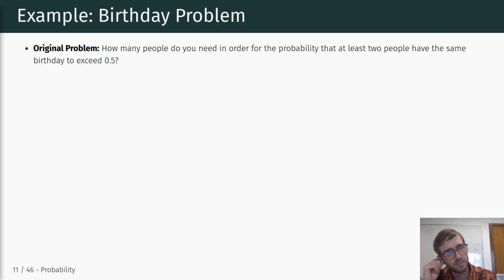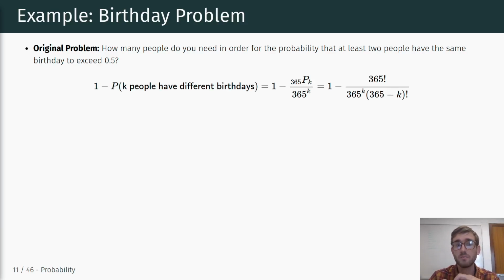And it turns out that if you were to guess, or if you haven't read the chapter yet, people's intuition is often systematically wrong, in that a lot of people under or overestimate how many people are necessary to achieve that. The number is actually surprisingly low. But how we can compute it, we need permutations, right?